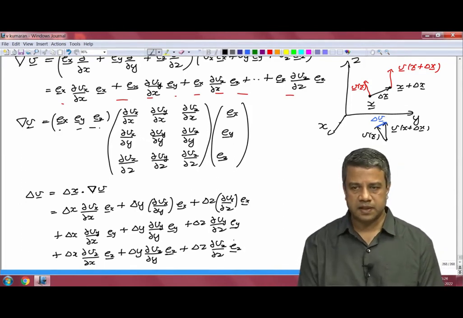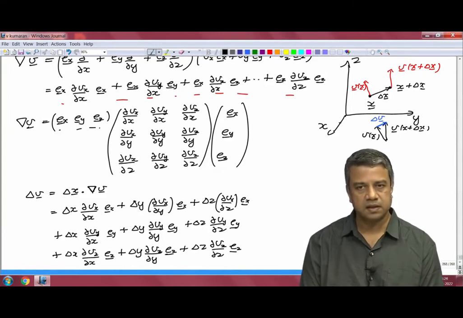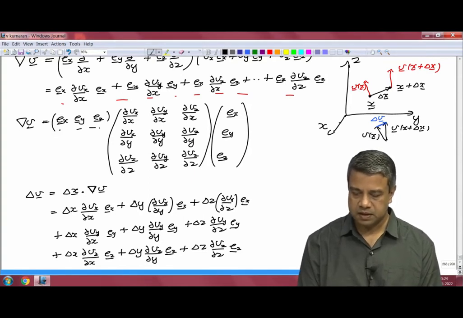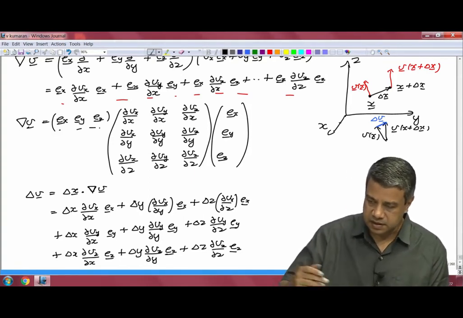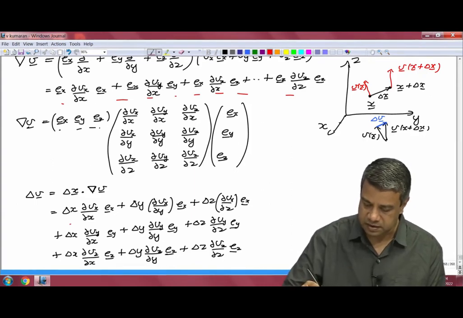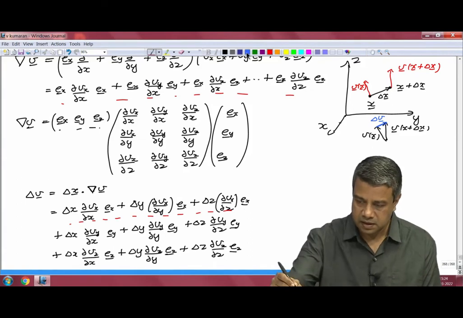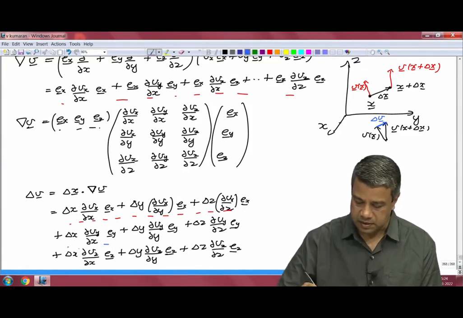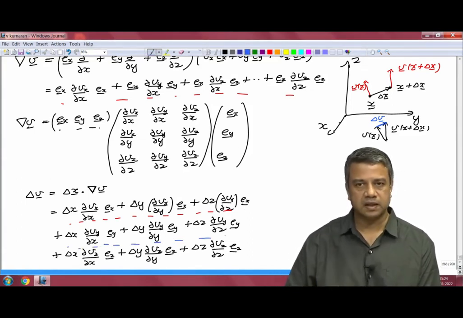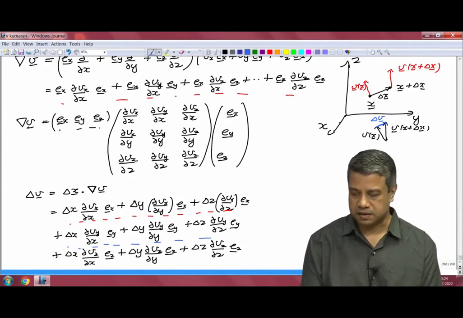So, that is the complete expression for the change in velocity when you travel a small distance delta x vector, which has components delta x, delta y and delta z. The change in velocity in the x direction is the first line here, because it has unit vector Ex. In the y direction is the second line, because it has unit vector Ey, and the change in velocity in the z direction has Ez.